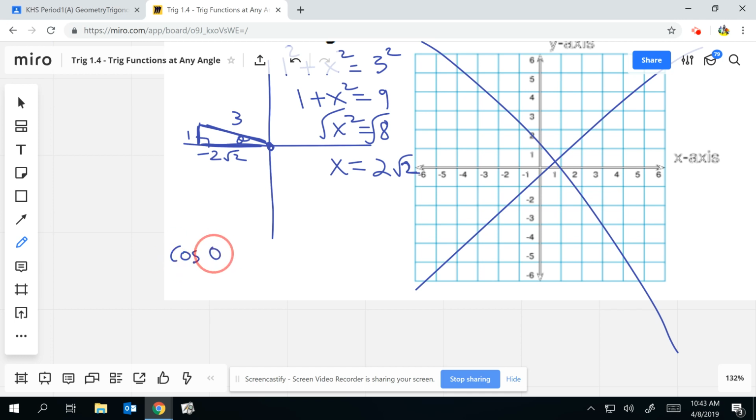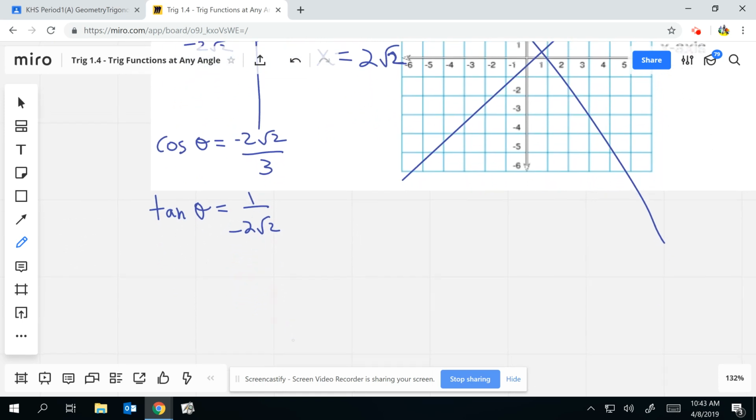So cosine of theta is going to be the adjacent side, negative 2 radical 2 over the hypotenuse of 3. That you can't reduce. So that one's already done. The tangent of theta, however, is going to be your opposite side 1 over negative 2 radical 2. You got to get rid of that radical from the bottom. So I would just multiply by the radical. So that's going to give you a 1 times a radical 2 on top, which is just radical 2. The bottom, these 2 radical 2's make a 2.